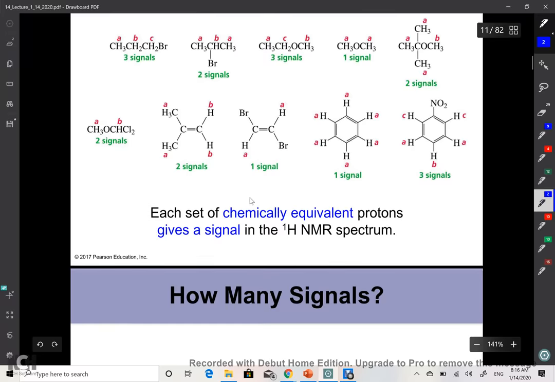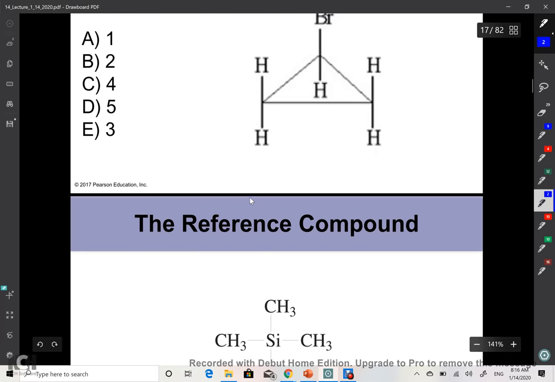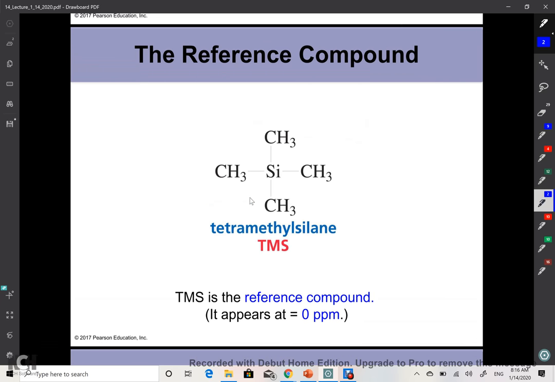And then we talked about chemically equivalent signals and went through a couple of exercises. And today we're looking at a reference. What is the importance of having a reference in life? How is it important to have a reference? That's a general question. It's not a chemistry question. What's the purpose of having a reference? Any idea? What's the purpose of having a reference?